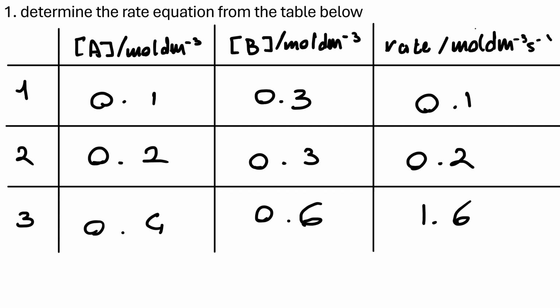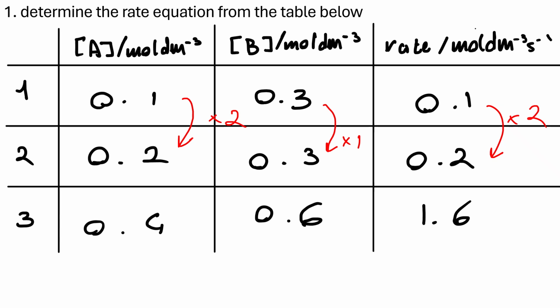Now for a slightly harder problem, again we start with finding the order of A. Between experiments 1 and 2, concentration of A doubles. Rate also subsequently doubles. B stays the same, so we know that the rate is directly proportional to the concentration of A, so A is a first order reactant. Now we do the same for B.